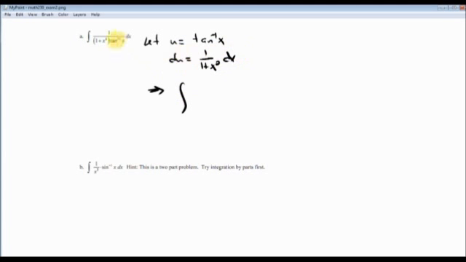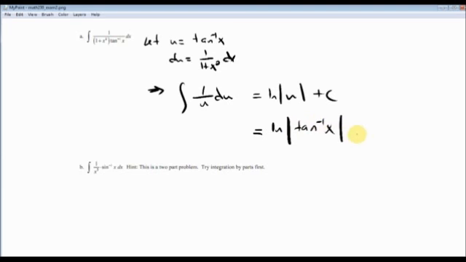Alright, and so everything gets substituted and taken care of. You end up with just 1 over u du. That's the natural log of u plus c, and then substitute back in what u is, tan inverse. Alright, and that's that one.